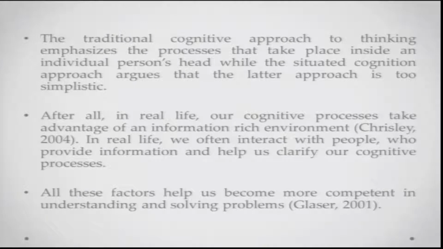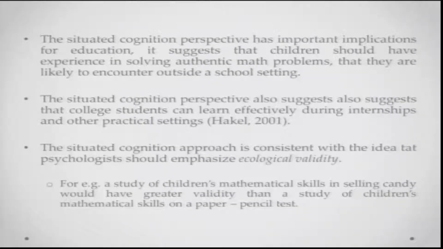After all, in real life, our cognitive processes take advantage of the rich environment. If you remember, when we were talking about perception, there are a lot of cues for solving inconsistencies or degraded inputs that you take from the context, from the environment. So in real life, we often interact with people who provide information and help us clarify our cognitive process. They help us map the abstract world to the real world, and that is what helps us achieve good solutions to problems sometimes. All of these factors help us become more competent in understanding and solving different kinds of problems.